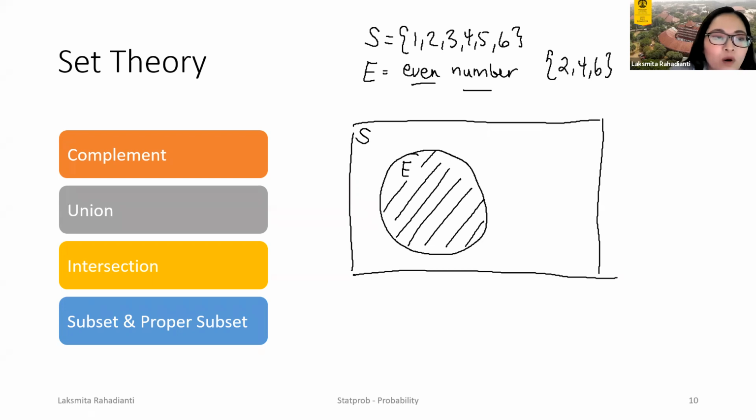So when we're going over these concepts here, does anyone care to remind me where would the complement of my E be in this context? Here it's E complement. Anyone?